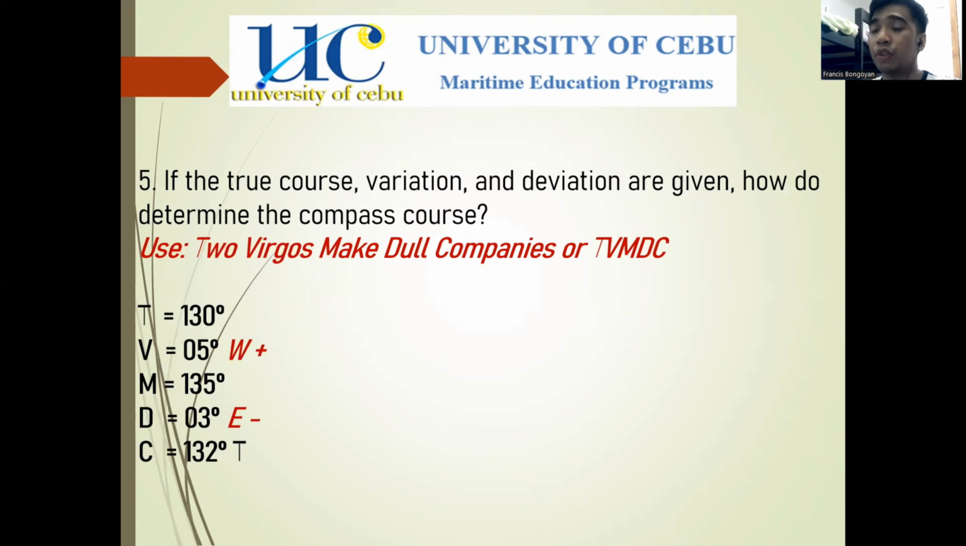Next, number 5. If the true course, variation, and deviation are given, how to determine the compass course? So in this number, we must use "True Virgins Make Dull Company," or TVMDC. So for the true course is 130 degrees and the variation is 5 degrees west, so we must add. So the result is 135 degrees and for the deviation is 3 degrees east, so we must subtract. So 135 minus 3 is equal to 132 degrees.